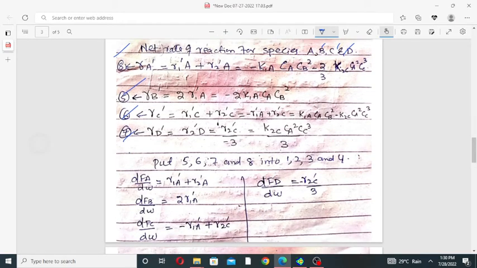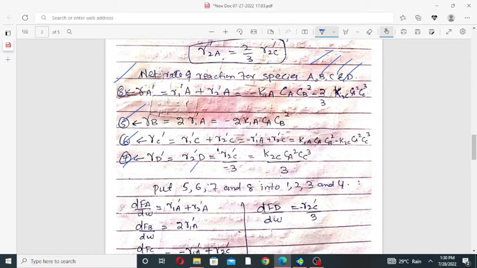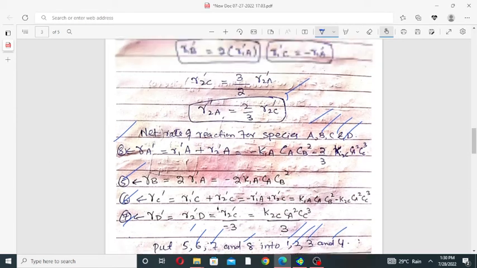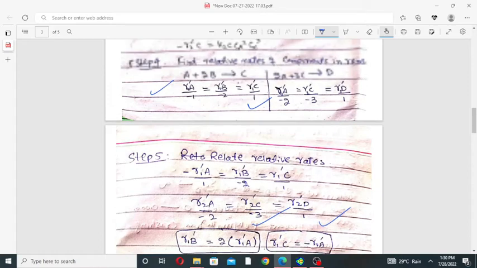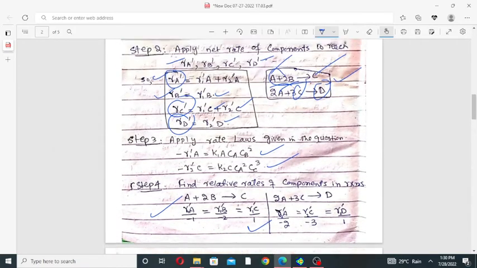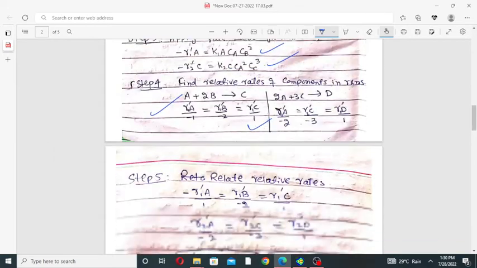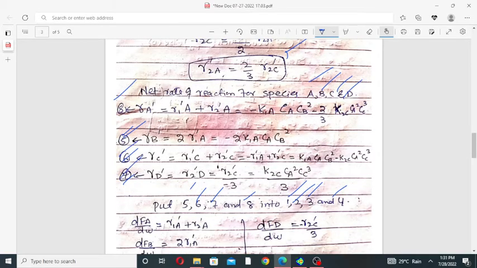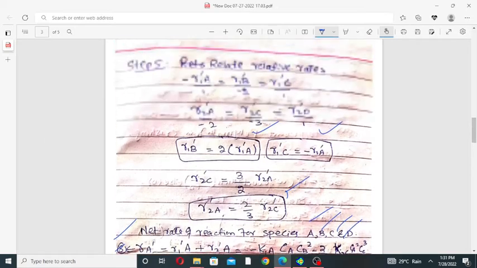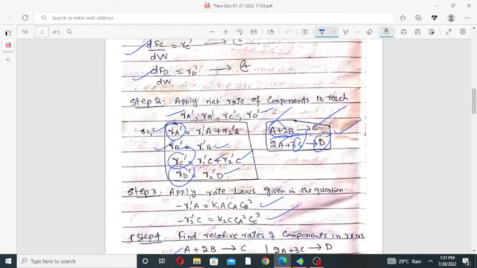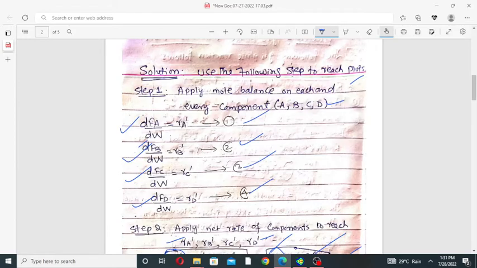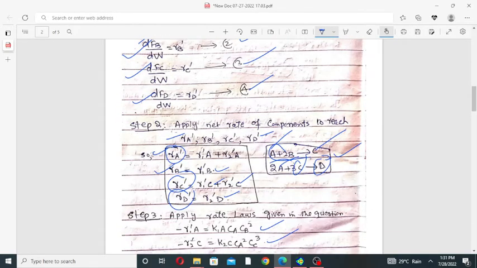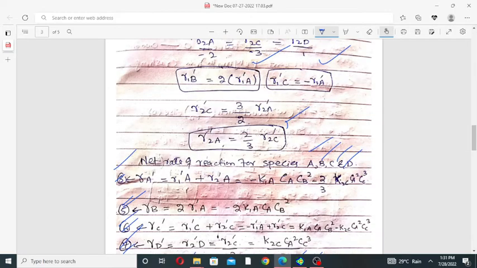Then we put equations 5, 6, 7, and 8 into equations 1, 2, 3, and 4, which were the mole balances for components A, B, C, and D.